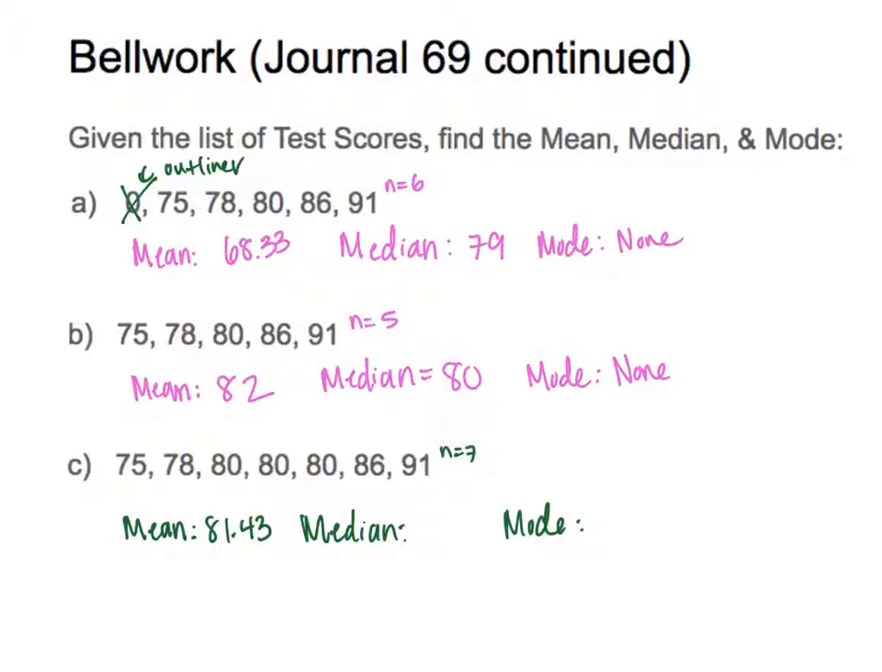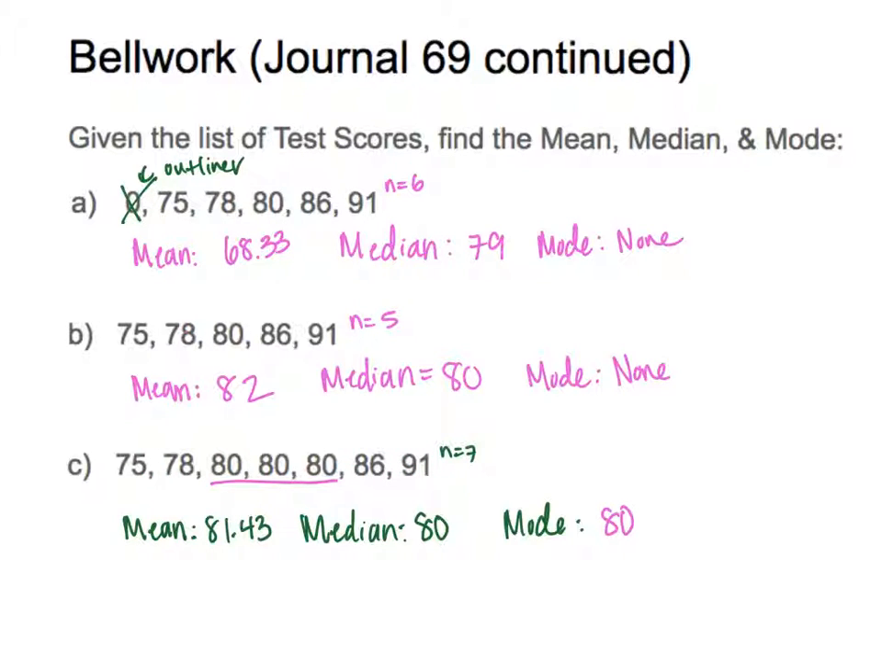If I look at the middle number here, our middle number is also 80. But notice that this time around, 80 shows up 3 times in our list. So we do have a mode here. Our mode here is 80. And this time around, 80 shows up quite the majority of the time. So in this case, I can probably say that 80 represents my test scores really well in this sample size.